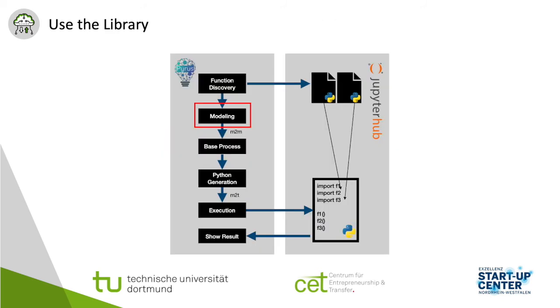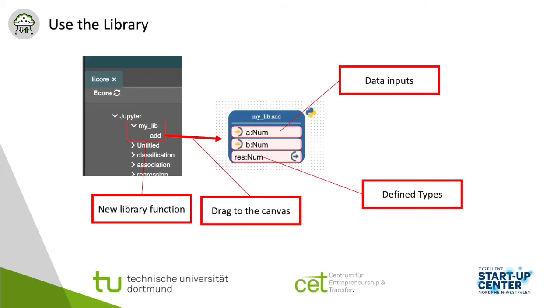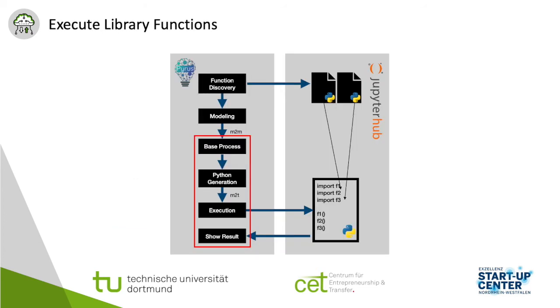This function can now be used to create new data flow processes. For this, the new function is dragged onto the canvas and shows the inputs and outputs defined by the annotation. Also, you can see that the described types have been taken over and are now used for validation. After the model is complete, it can be executed using the code generation steps described earlier.